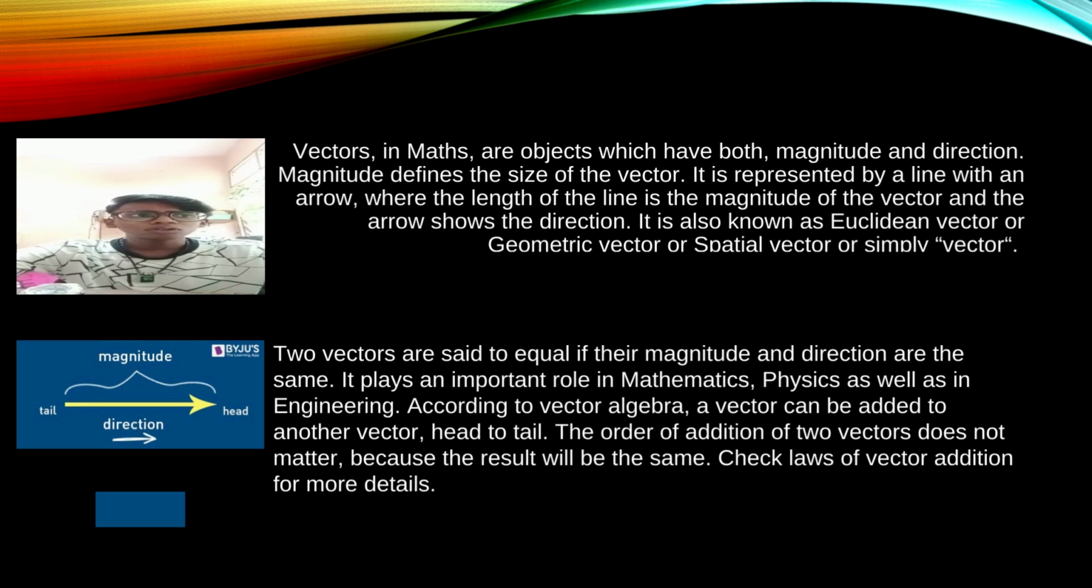It is also known as a Euclidean vector, geometric vector, spatial vector, or simply vector. Two vectors are said to be equal if their magnitude and direction are the same. It plays an important role in mathematics, physics, as well as in engineering. According to vector algebra, a vector can be added to another vector head to tail. The order of the addition of the two vectors does not matter because the result will be the same. Check the laws of addition for more details.